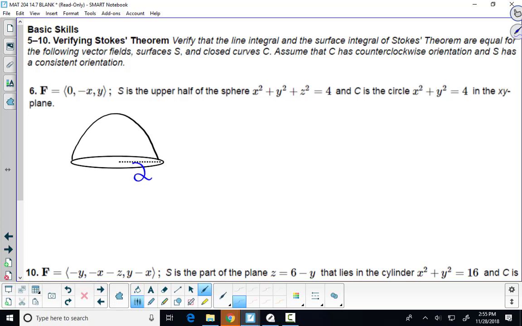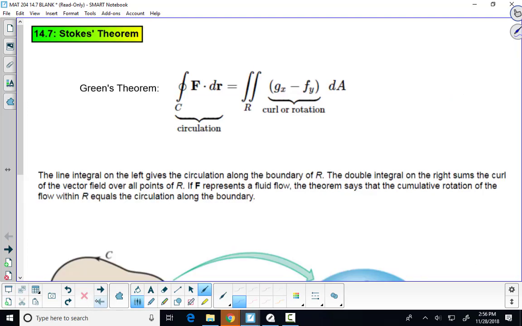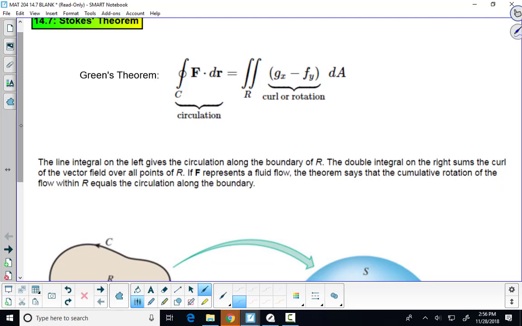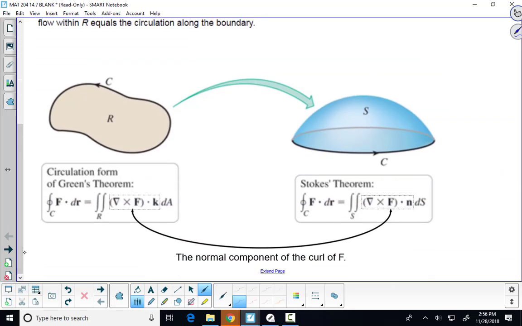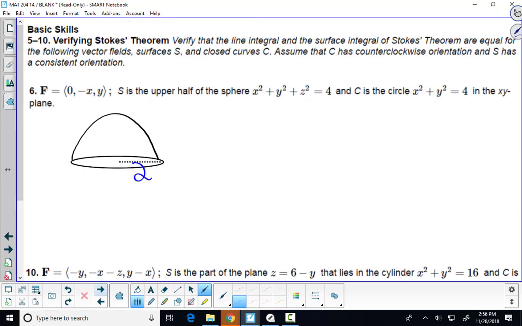Okay, so there's our sphere, circle, and they say verify Stokes' Theorem. So verify that the line integral and the surface integral of Stokes' Theorem are equal for the following vector fields, surfaces, and closed curves. Okay, counterclockwise orientation, blah, blah, blah. So to use Stokes' Theorem, we are going to do one or the other: the line integral around the circle, or the double integral of the normal component of the curl throughout the whole region. So let's first do the line integral part.